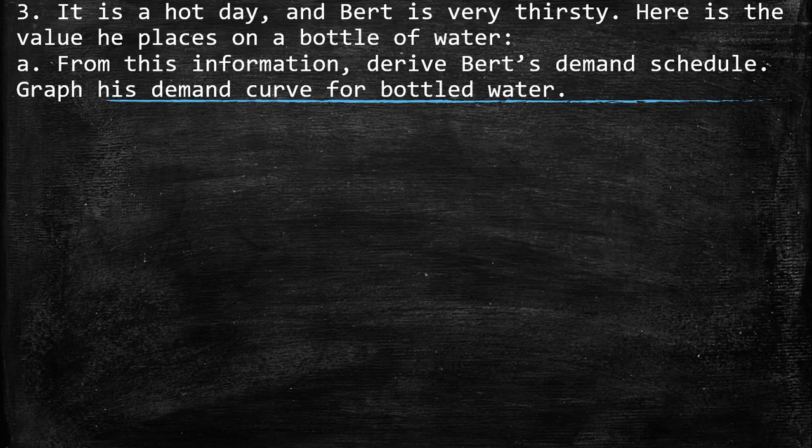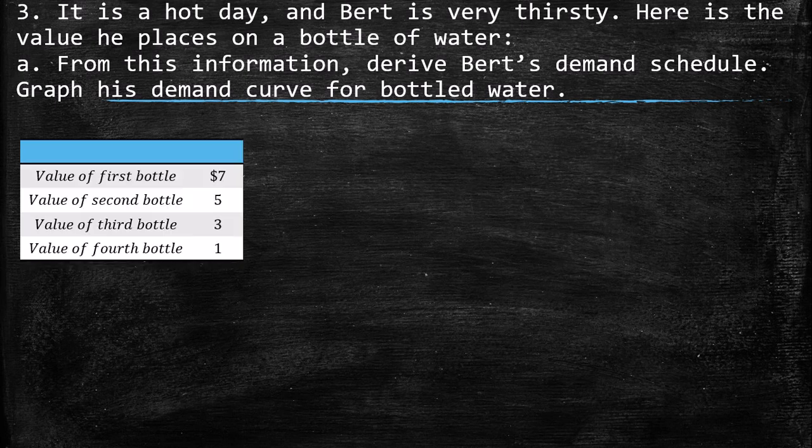The third point says, it is a hot day and Bert is very thirsty. Here is the value he places on a bottle of water. A. From this information derive Bert's demand schedule. Graph his demand curve for bottled water. So here we have how Bert values the water. In this case, you see how the first bottle is really valuable.